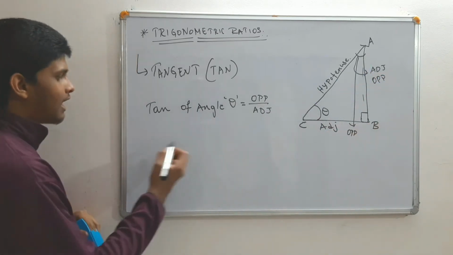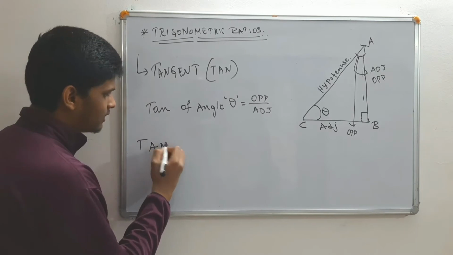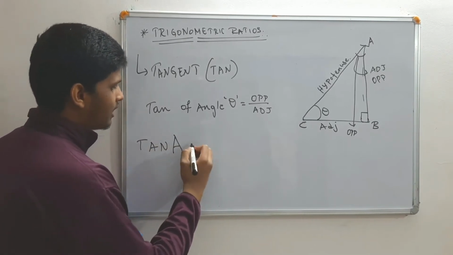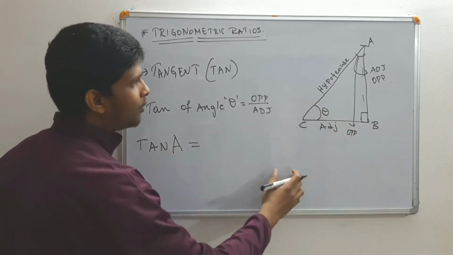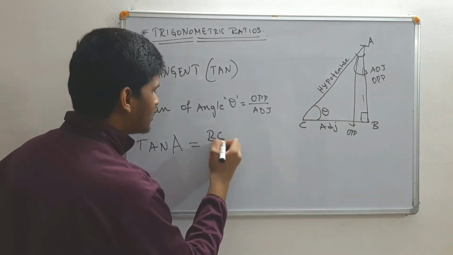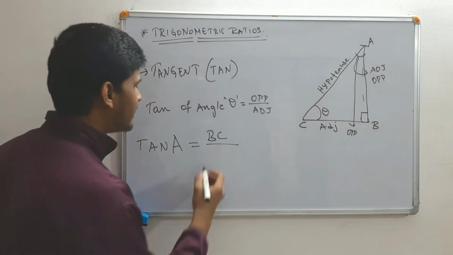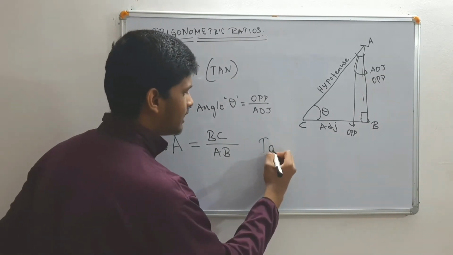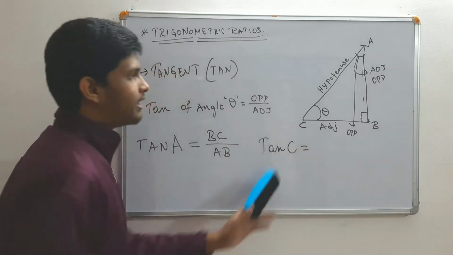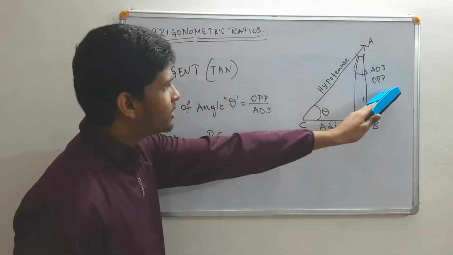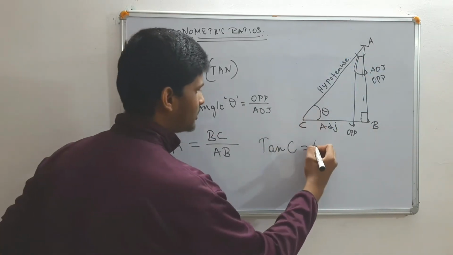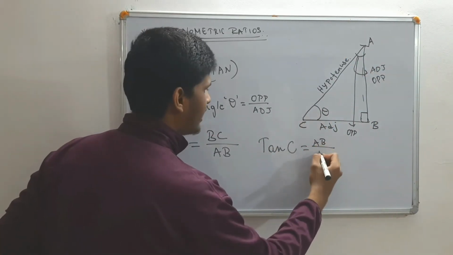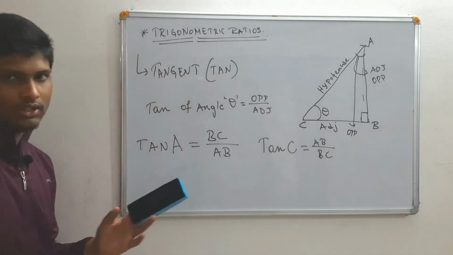If you consider angle A or angle C, first let's consider angle A. So tan of angle A is opposite side BC, so length of BC divided by adjacent side AB, length of AB. And next if you consider tan of angle C, it will become opposite side by adjacent side. This time opposite side is length of AB divided by length of BC. So this is about tan.